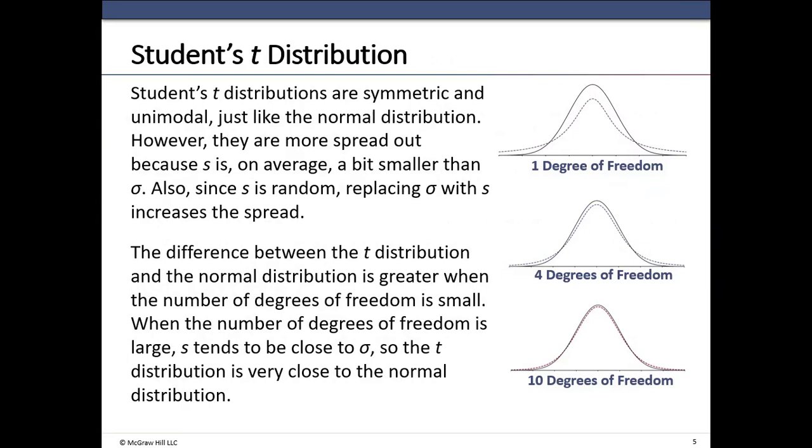If you look at the lowermost diagram, you see the dashed curve is almost overlapping the solid curve, or the T distribution is approaching the Z distribution, because the sample size is now 11, so degrees of freedom is 10. So as we increase the number of degrees of freedom, S tends to be close to sigma, and the T distribution is also very close to the normal distribution.